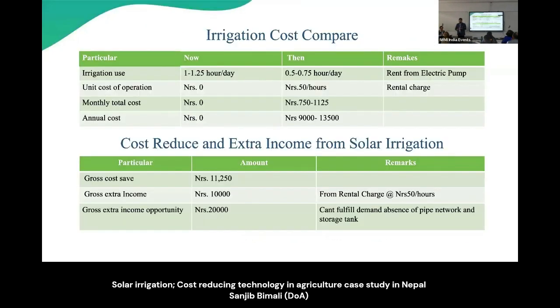What we see in that case is that before the pump installation, the farmer used to irrigate 0.5 to 0.7 hours per day, renting a neighbor's electric pump. But now his irrigation use has changed to 1 to 1.25 hours per day. Previously the rental charge was 50 rupees per hour, which amounted to almost 11,250 rupees annually, which has been saved after using the solar pump. Besides that, he also generates around 10,000 rupees as rental income at 50 rupees per hour. He also mentioned there is an opportunity for extra income if there was a pipe network.